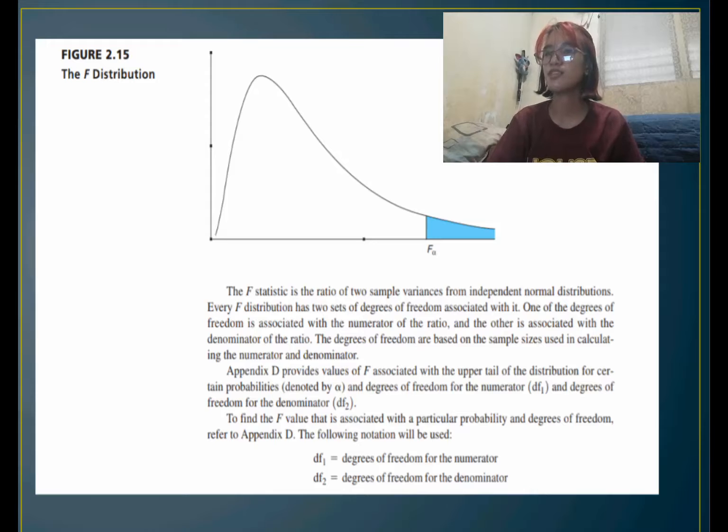F distribution. The F distribution is a continuous probability distribution that is helpful in testing hypotheses about variance. The F statistic is the ratio of two sample variances from independent normal distributions. Every F distribution has two sets of degrees of freedom associated with it. One is associated with the numerator of the ratio, and the other with the denominator. The degrees of freedom are based on the sample sizes used in calculating the numerator and the denominator.